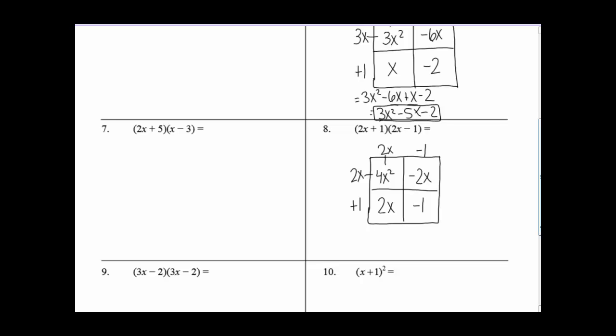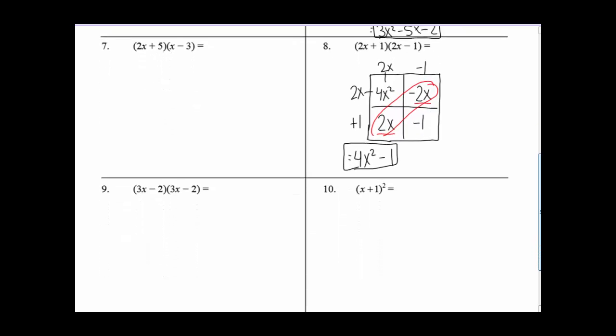1 times negative 1 gets me negative 1. Now, if I look at these two diagonal boxes, I notice that they're both like terms. They both have just an x. So I can go ahead and combine those. So I have a 4x squared from my top box, and now I can combine my like terms. So I have a positive 2x and a negative 2x that will actually cancel each other out. So now I'm just left with my 4x squared and my minus 1.